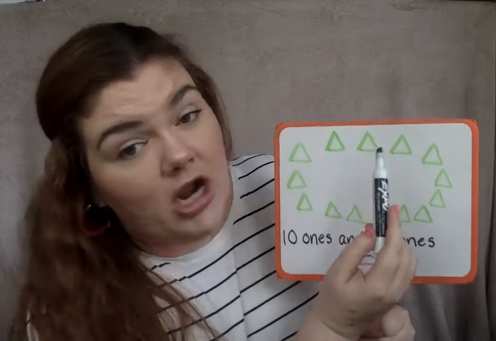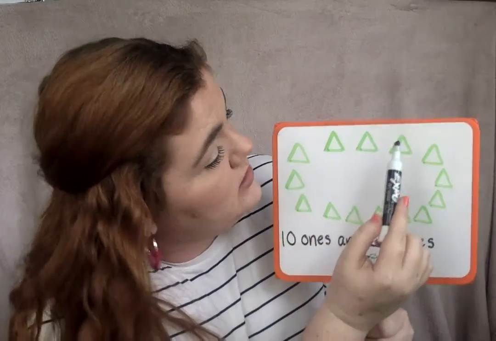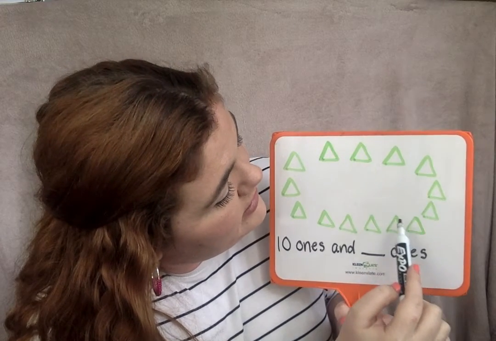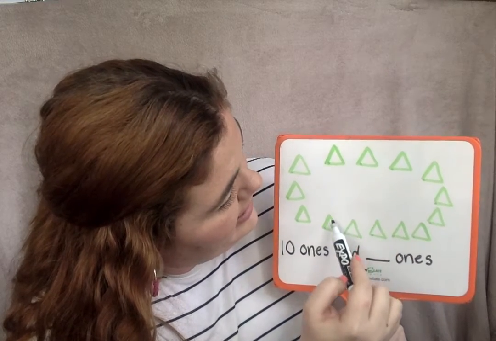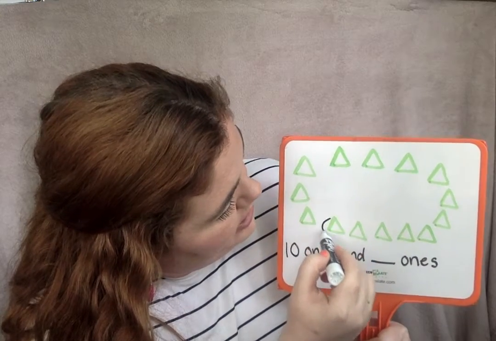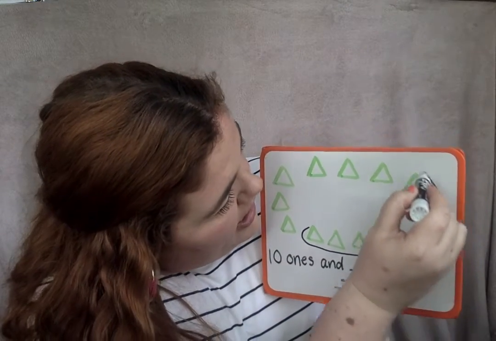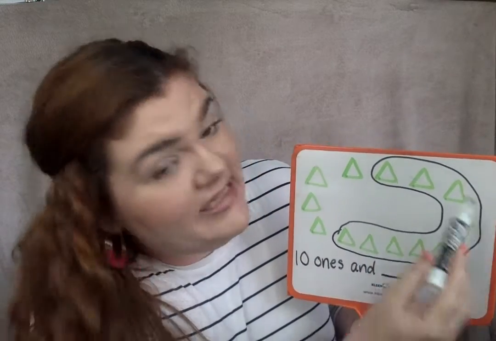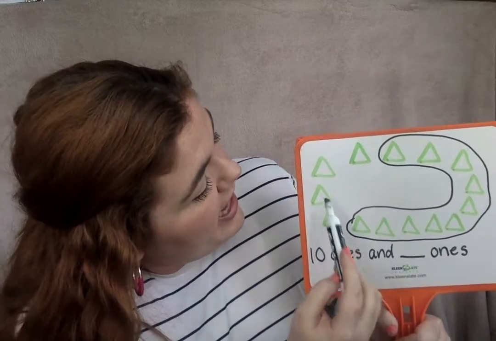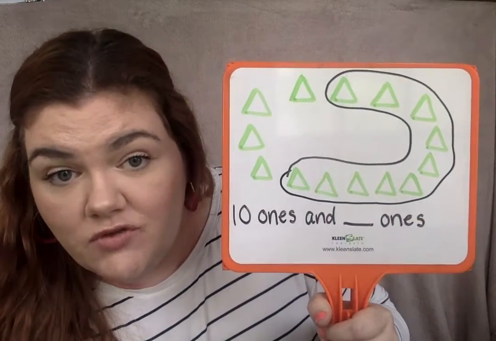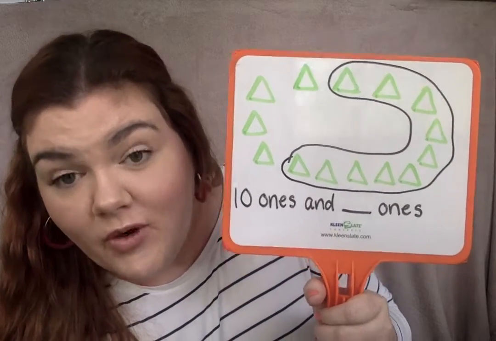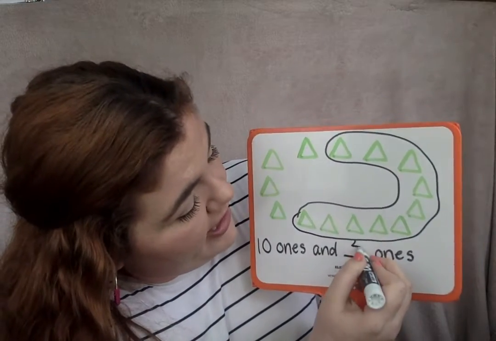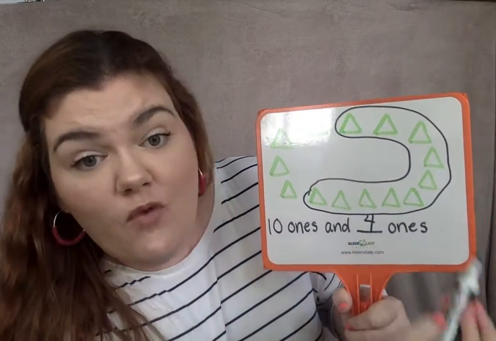So I'm going to start at the top. Remember, we go clockwise like a clock does. So I'm going to start up at the top. 1, 2, 3, 4, 5, 6, 7, 8, 9, 10. So I'm going to start here after this triangle, and I'm going to go all the way over here up to the top, and I'm going to circle around. I circled 10 ones. Now I need to see how many are left over. How many triangles? 4. I have 4 left over. That means I have 4 ones left over. 10 ones and 4 ones.